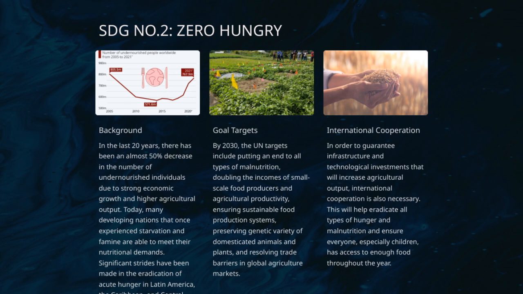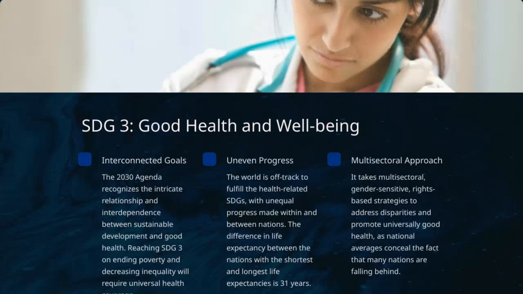and a shared responsibility. It takes multisectoral, gender-sensitive, rights-based strategies to really address disparities and promote universally good health. As we've seen, national averages often hide the fact that many countries are actually falling behind. When we talk about a multisectoral approach, we mean involving different sectors, like health, education, economy, and social services, to work together. No single sector can solve these complex issues alone.